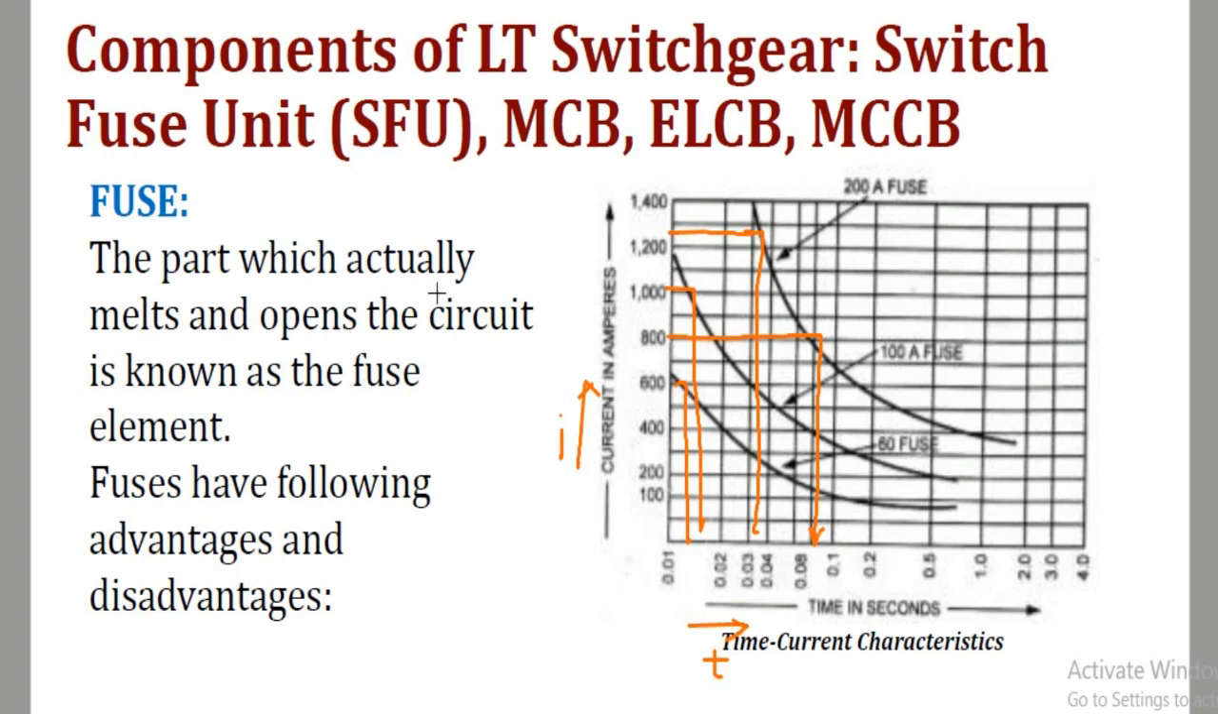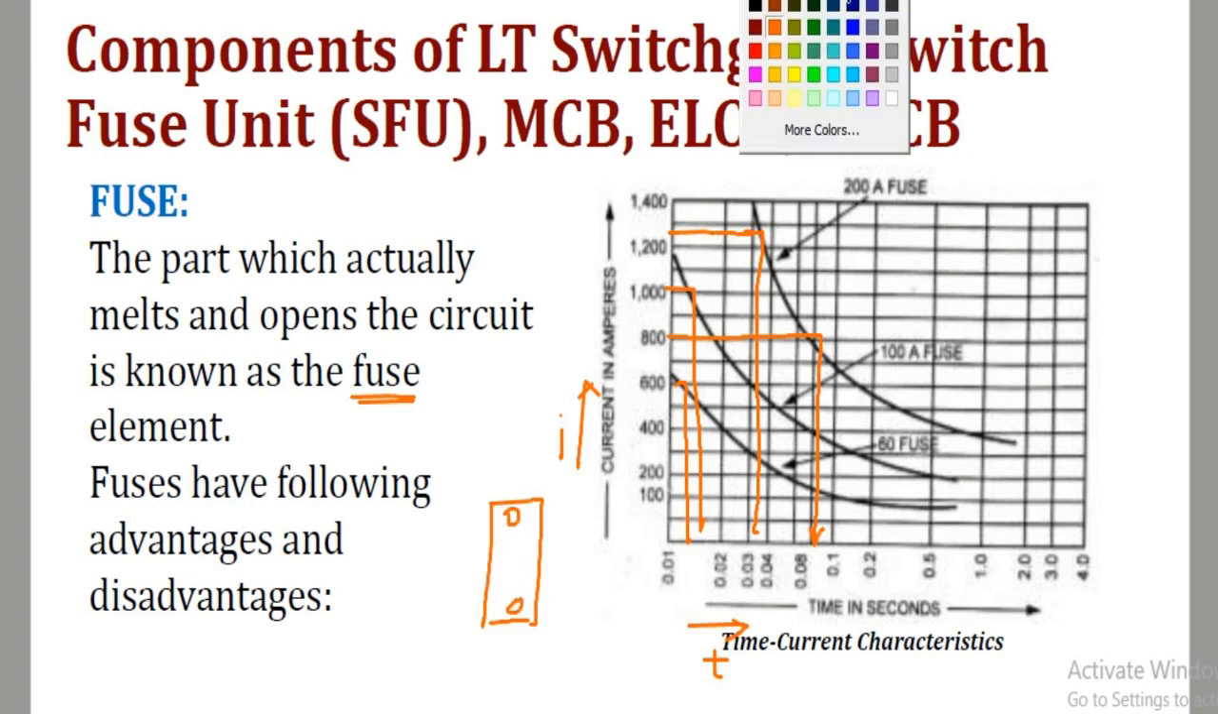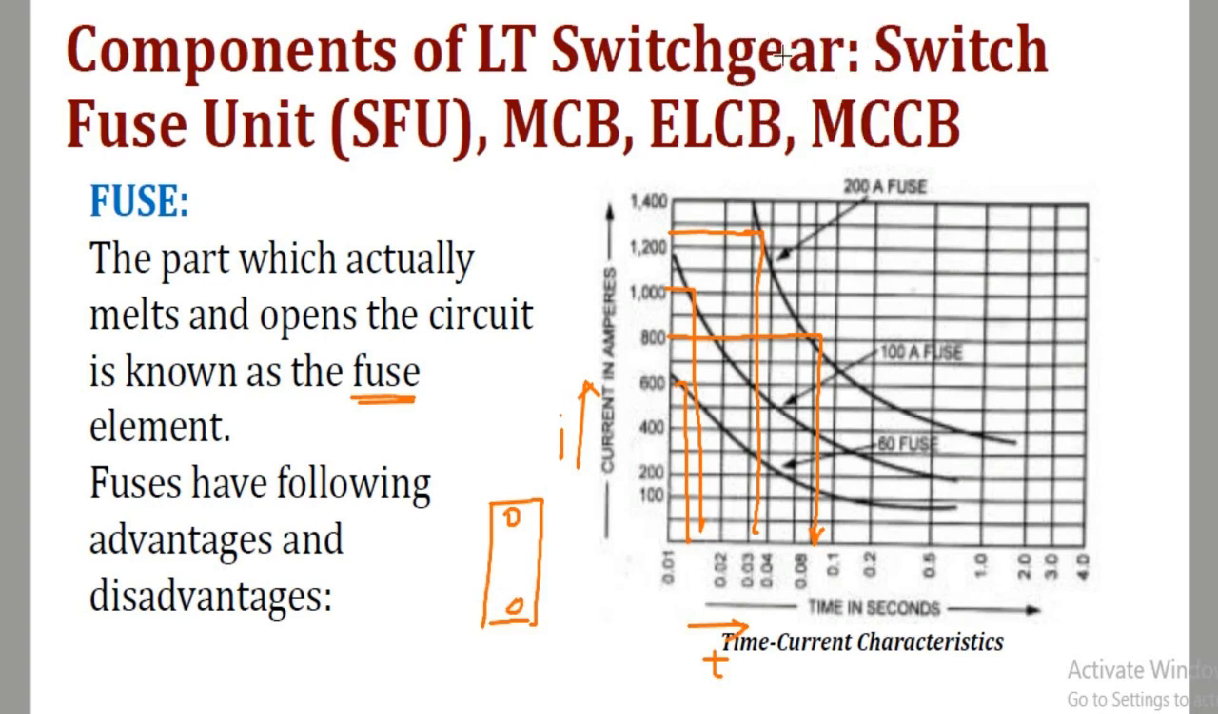Okay, the part which actually melts and opens the circuit is known as the fuse element. So you mostly know that. Okay, so the fuse will be like this, and it will be having two bolts here. So there is a copper conductor which is connecting two lines here. So this one here, this is the copper conductor, which is having only one strand. So whenever there is an overcurrent flow, this fuse will melt. Okay, now that is the fuse element. Fuse element is a copper wire here.